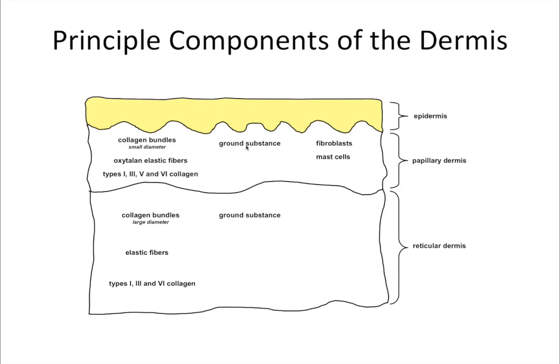We have ground substance, and this is sort of like a matrix type material that the elastin fibers and the collagen are embedded in, and we'll talk a little bit about the components of the ground substance later. We also have fibroblasts present here and mast cells. These are immune type cells. In the reticular dermis, we have large diameter collagen bundles. We also have another type of elastic fiber, which we'll discuss in a little bit. And then we have types 1, 3, and 6 collagen in the reticular dermis, and we also have ground substance.